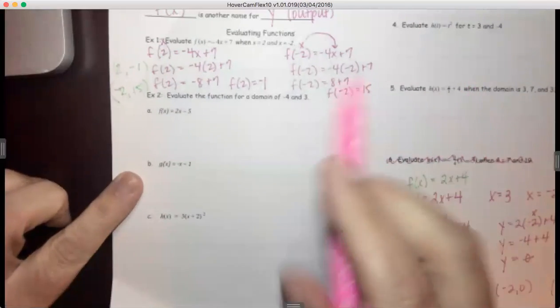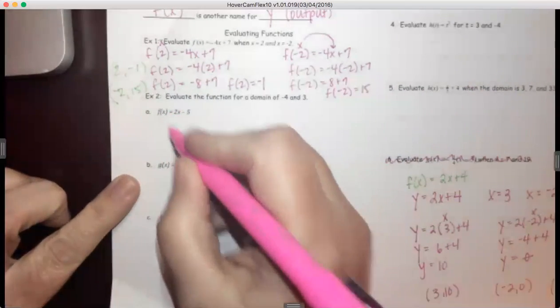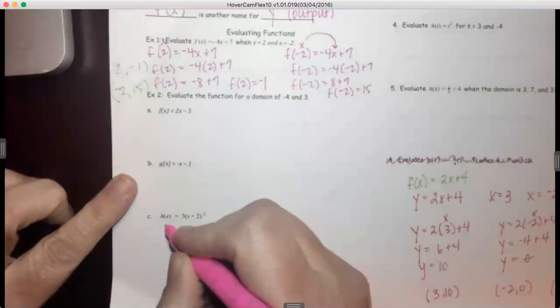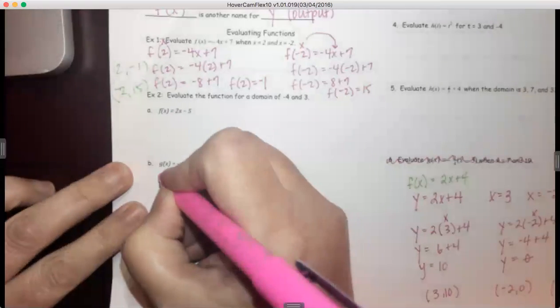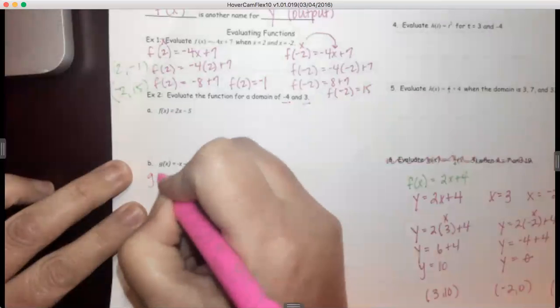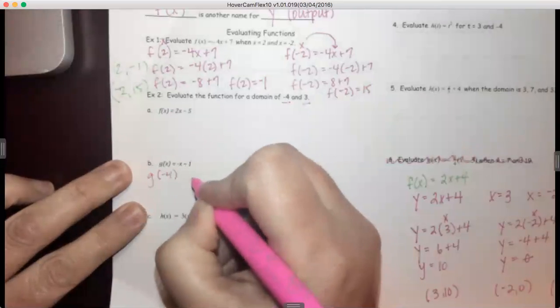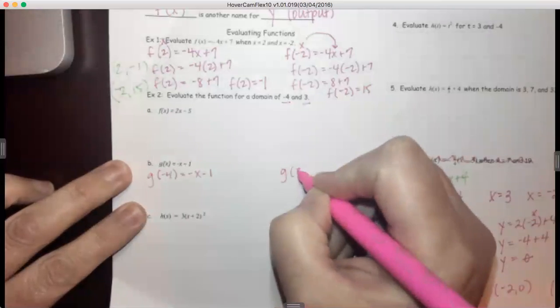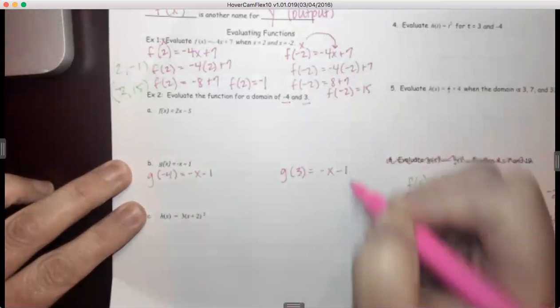We're going to do B right here. It doesn't matter if it says f of x or g of x or h of x. The only letter we don't really use is s. So we're going to do -4 and 3. So we have g of -4 equals -x minus 1, and we have g of 3 equals -x minus 1.